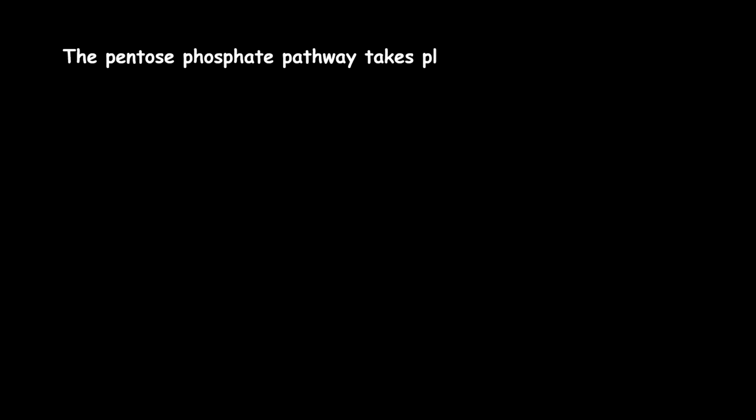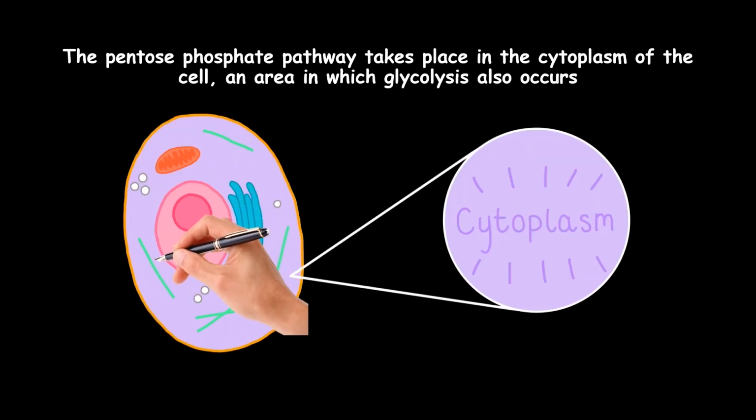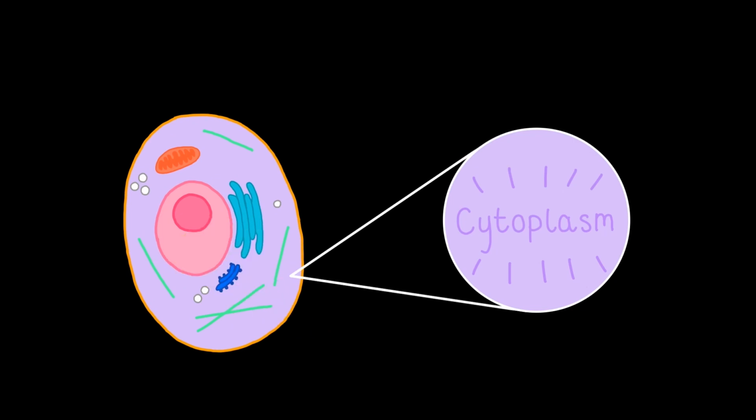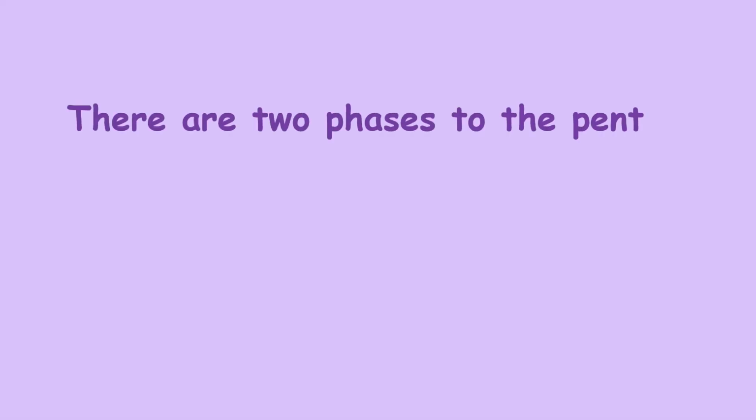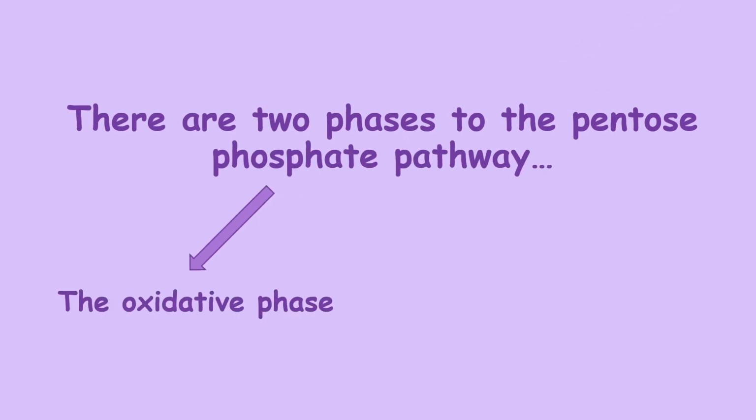This all takes place in the cytosol, which is a fluid component of the cytoplasm. Let's take a deeper look into the cytoplasm to see the two separate phases that take place. There are two separate phases in the pentose phosphate pathway. The oxidative phase, followed by the non-oxidative phase.